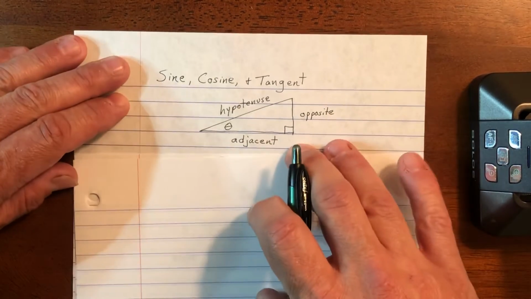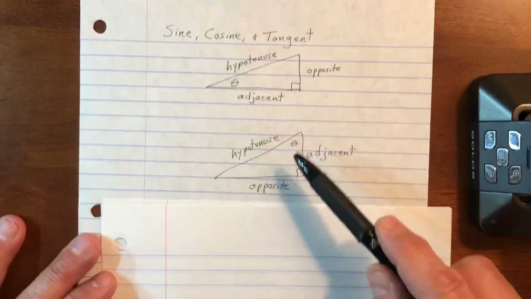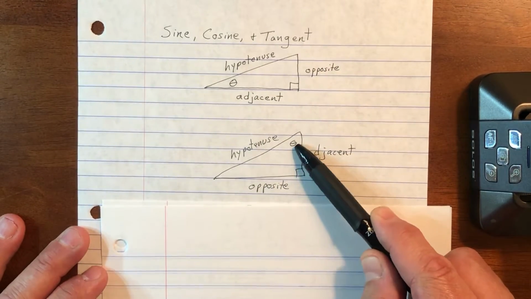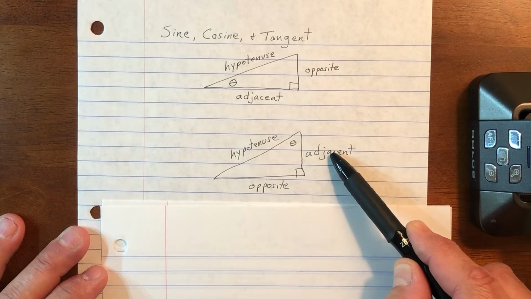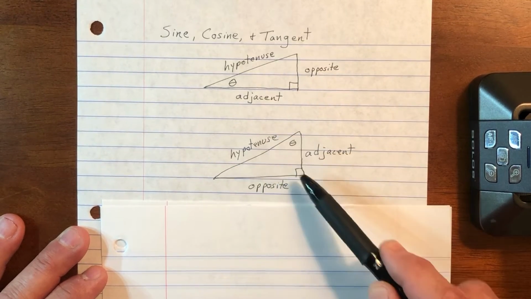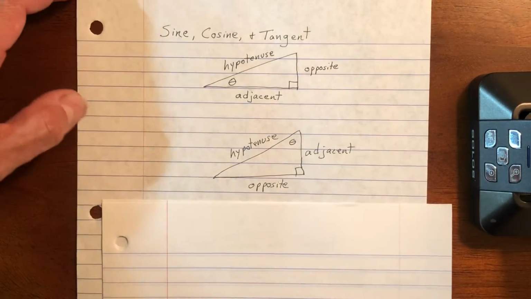Okay, let's look at the same triangle, but let's put theta in a different place. What if theta was up here? Well, now this is the opposite side. This is the adjacent side. The hypotenuse is still the hypotenuse because it is across from the right angle, okay? All right, what does that mean?